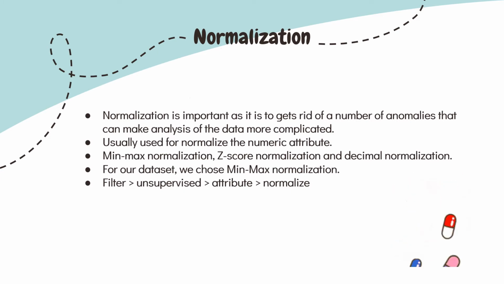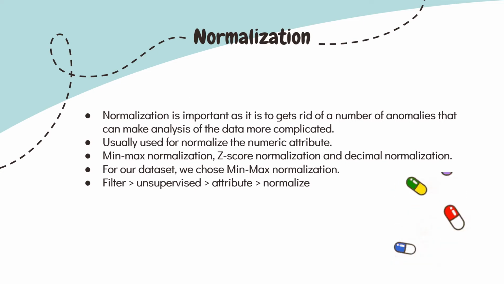Z-score normalization is a strategy of normalizing data that avoids this outlier issue. Z-score normalization handles outliers but does not produce normalized data with the exact same scale. Decimal normalization is the filter that moves the decimal point of values of the attribute. For our dataset, I choose min-max normalization because min-max normalization does not handle outliers, and in our dataset the outliers are 0. The filter is good because it will show us the distribution of data, and our dataset does not consist of any outlier.